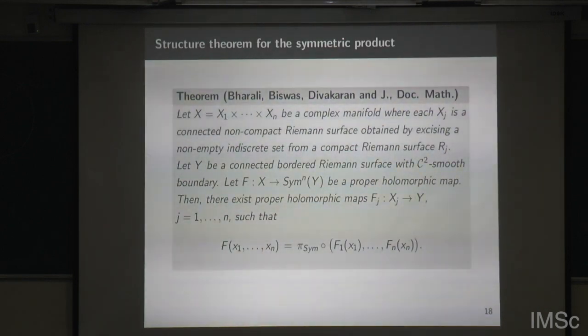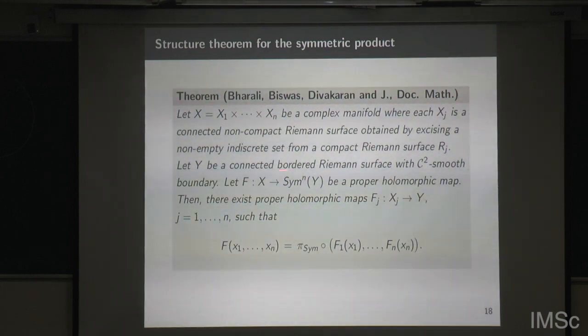Okay. Now this is a result that was jointly obtained with Barali, Biswas, Divakaran, where we wanted to see whether the structure theorem for proper holomorphic mappings that I have for Riemann surfaces is also true when the target is a symmetric product and not just a product of Riemann surfaces. So the result runs as follows. I have a product of Riemann surfaces which are non-compact, obtained by excising a non-empty indiscrete set from a compact Riemann surface. So I start with a compact Riemann surface and remove a set, and that set should be large. That's quantified by saying the set is indiscrete.